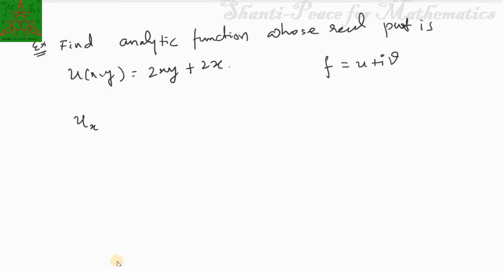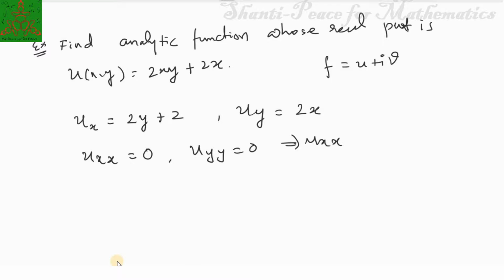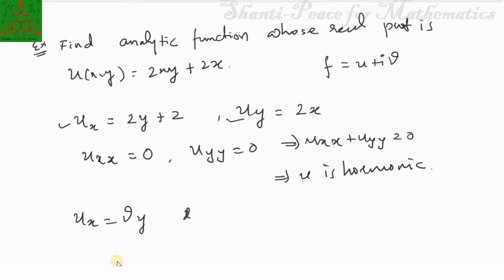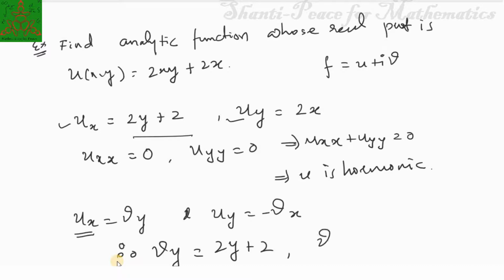Let us calculate: Ux is 2y plus 2, Uy is 2x, and Uxx will be 0, Uyy is also 0, so that will imply Uxx plus Uyy is 0. That means this u is a harmonic function, because the first order and second order partial derivatives are continuous. And Ux is Vy, and Uy is minus Vx. So due to that we have Vy is 2y plus 2, and Vx is minus of Uy, so it is minus 2x.